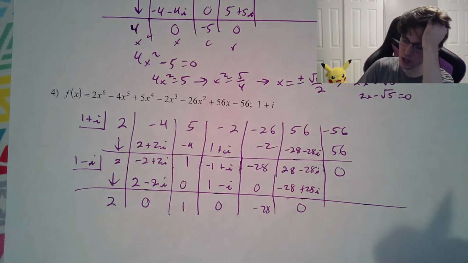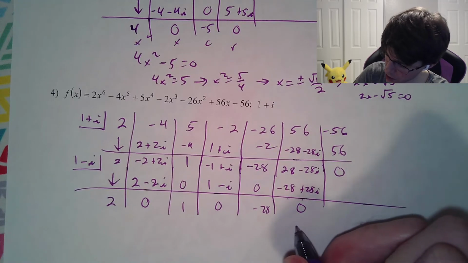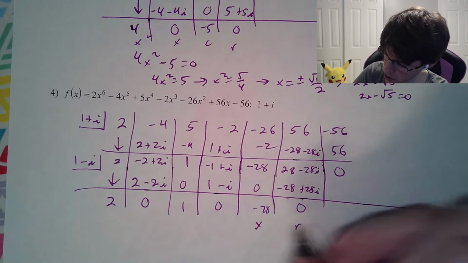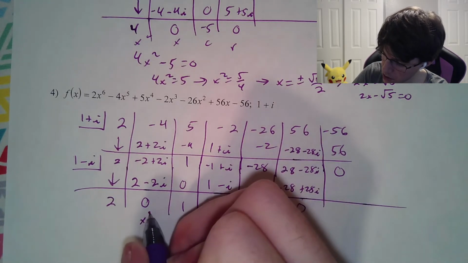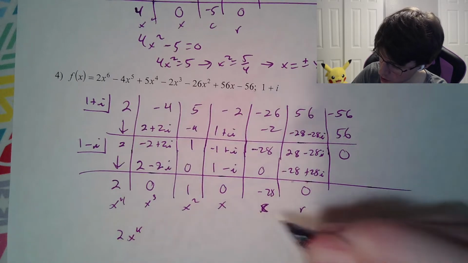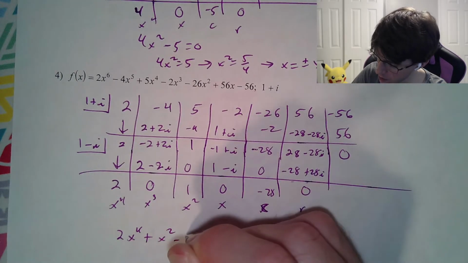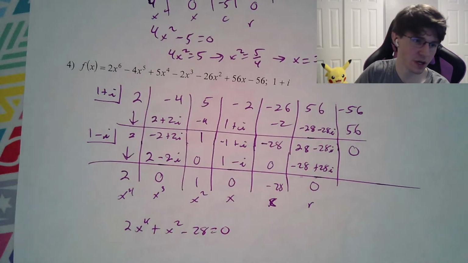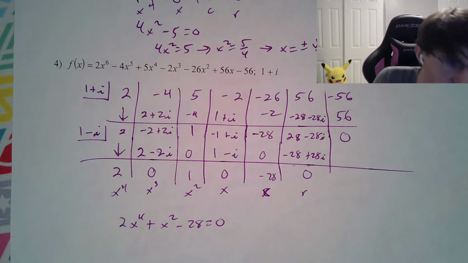And ooh, okay, I know what to do now. This is an interesting question. Holy moly! Here's our remainder. Here's our constant, sorry, our x squared, our x cubed, and our x to the 4th. So this now becomes 2x to the 4th plus x squared minus 28 equals 0. And man, this is a quadratic formula question on steroids.